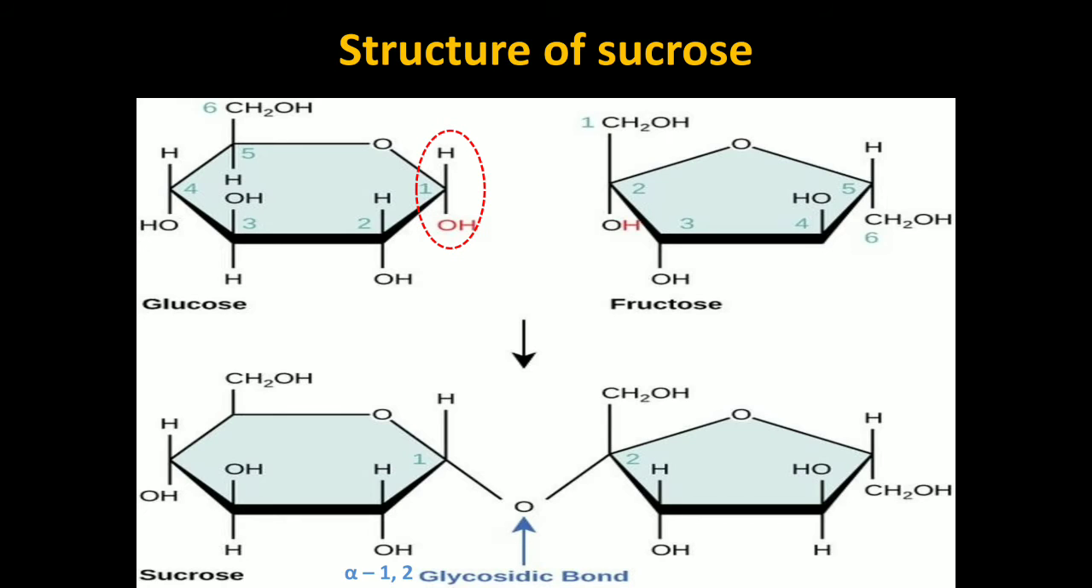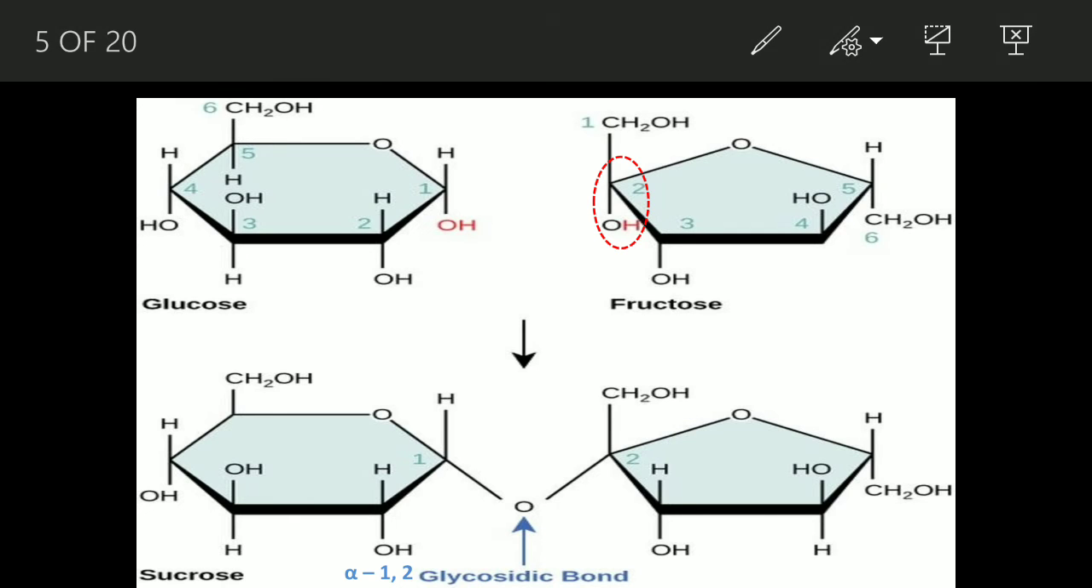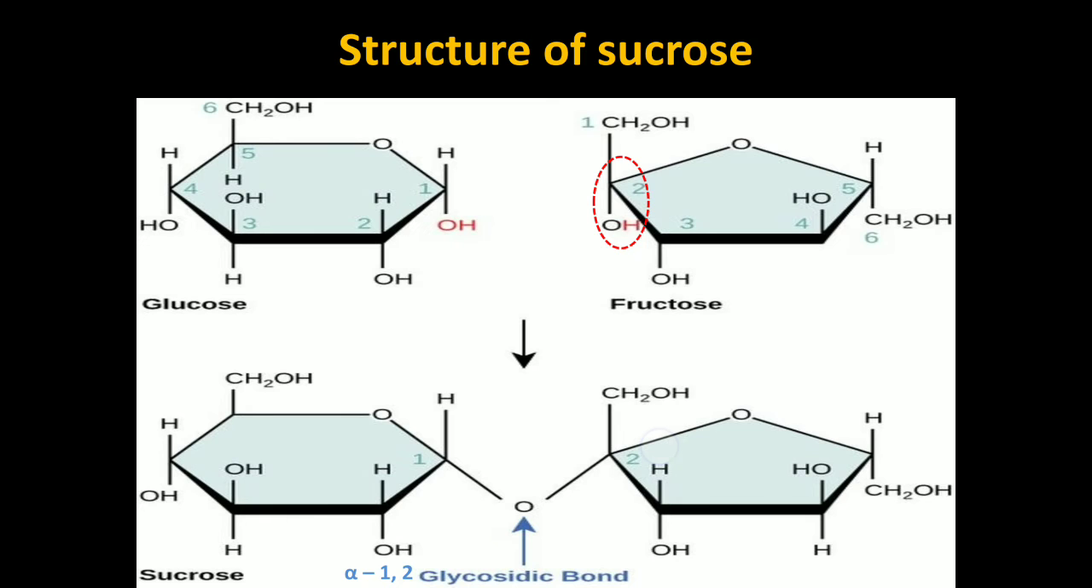Here 1 means the first carbon of glucose. So the first carbon of glucose is the anomeric carbon, and the second carbon of fructose is the anomeric carbon of fructose. So here anomeric carbons are taking part in the formation of the glycosidic bond. So there is no free aldehyde or ketone group in sucrose. So sucrose is called a non-reducing sugar because both the carbonyl groups are involved in the glycosidic bond.